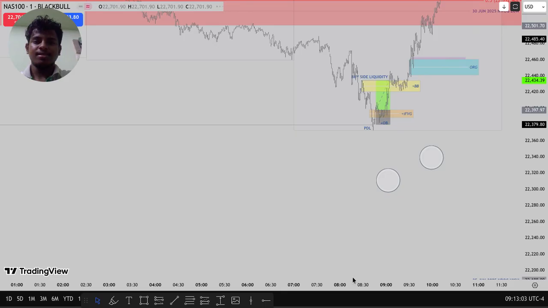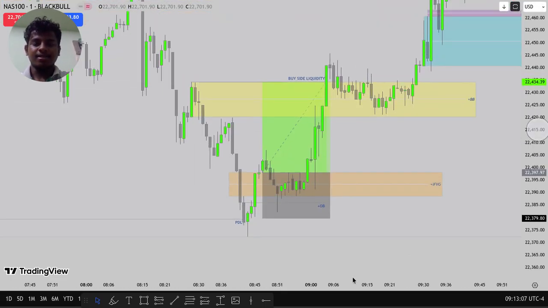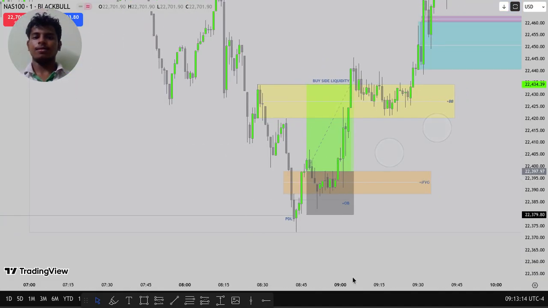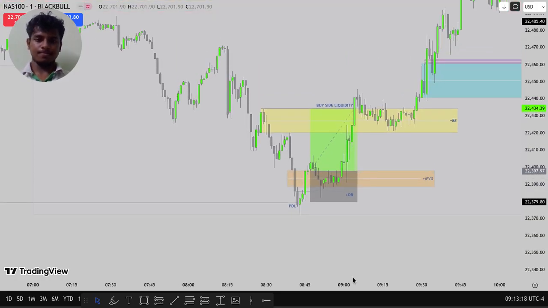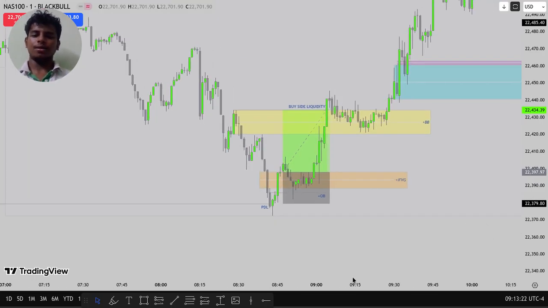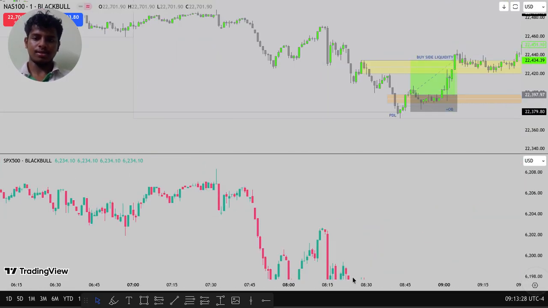Yeah, this one, I take this trade at pre-market. Why I take this means the confirmations only, the reason behind this trade.